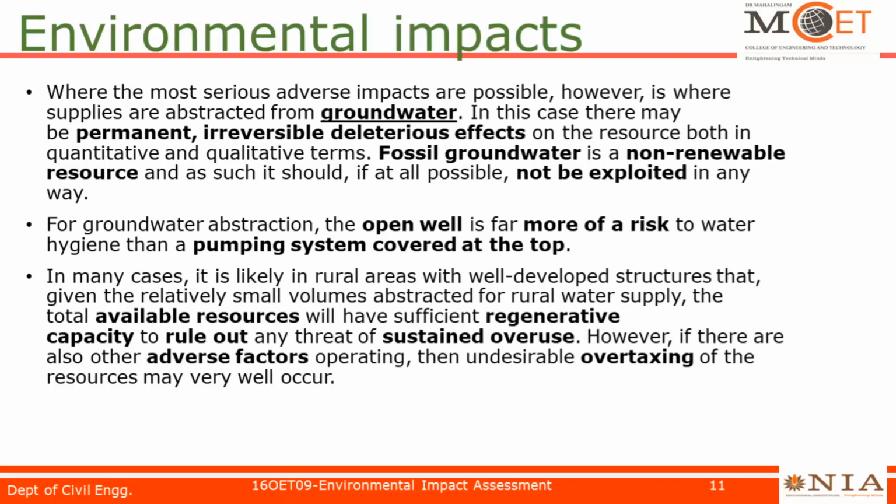For groundwater abstraction, the open well is far more of a risk to water hygiene than a pumping system covered at the top. In many cases, it is likely in rural areas with well-developed structures that, given the relatively small volumes subtracted for rural water supply, the total available resources will have sufficient regenerative capacity to rule out any threat of sustained overuse. However, if there are other adverse factors operating, then undesirable overtaxing of the resources may very well occur in those situations.